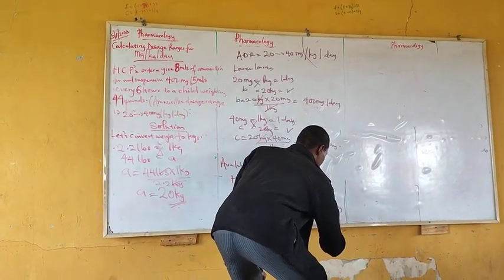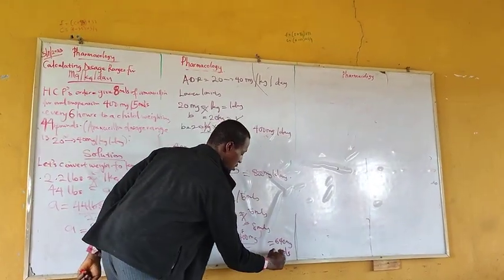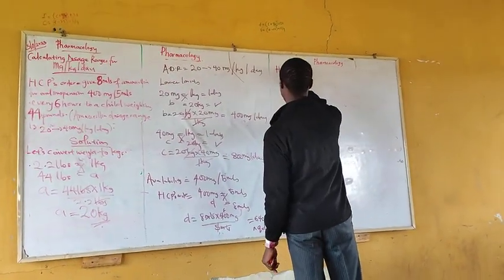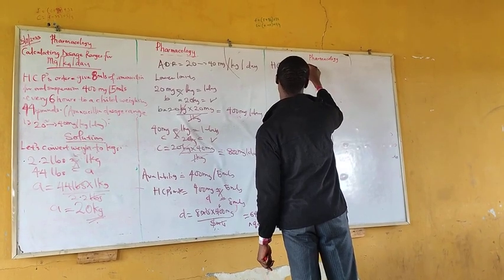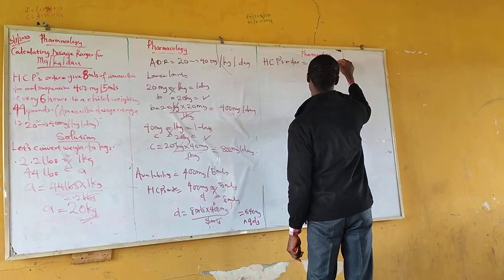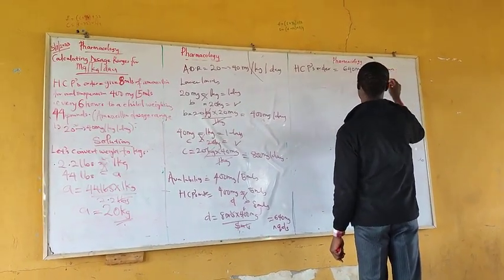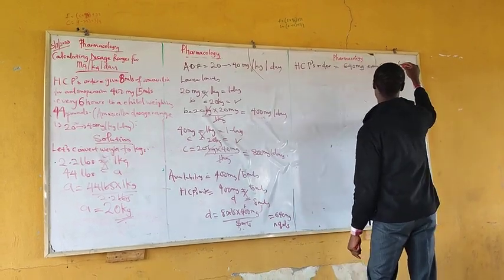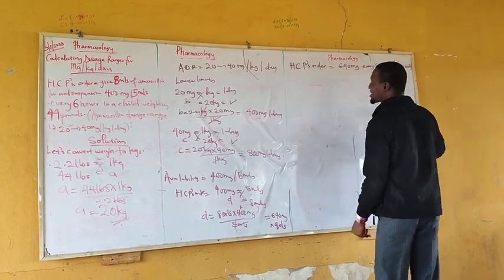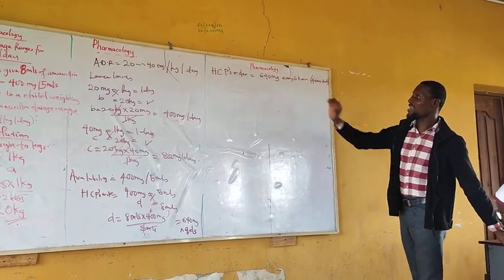640 milligram QDS. Is that clear? Yes. So our healthcare provider's order is what? 640 milligram every 6 hours. That's now what? 4 times daily. Is this clear? Yes, sir. QDS, 6 hours, 4 times daily.